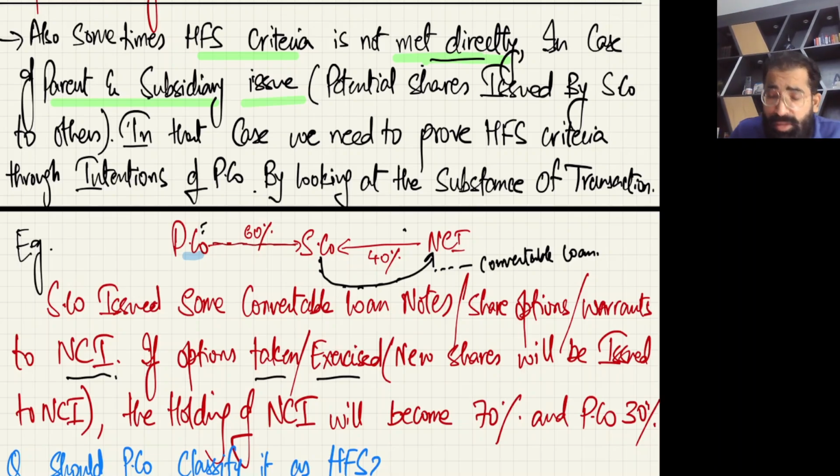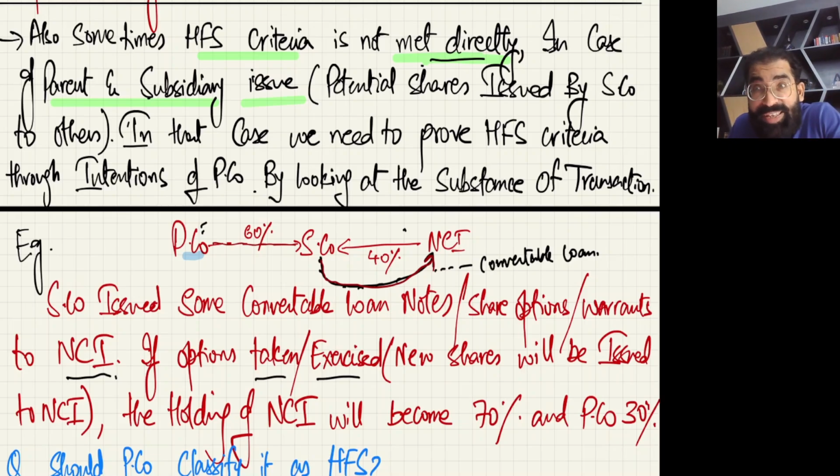Now what happened? Today, S company issued more convertible loan notes to NCI, with these holding percentages. And you know what we mean by convertible loan notes? Convertible loan notes are the loan notes which are convertible into ordinary shares in future.